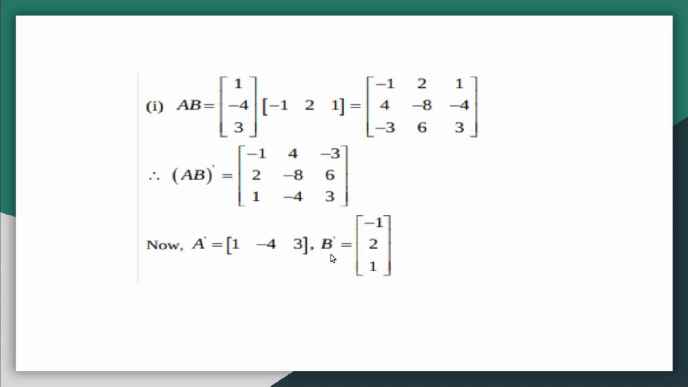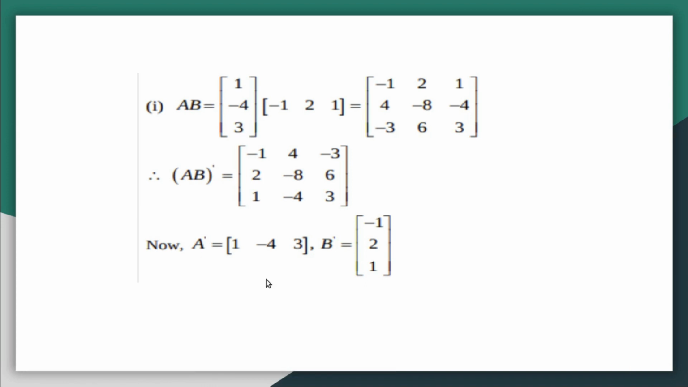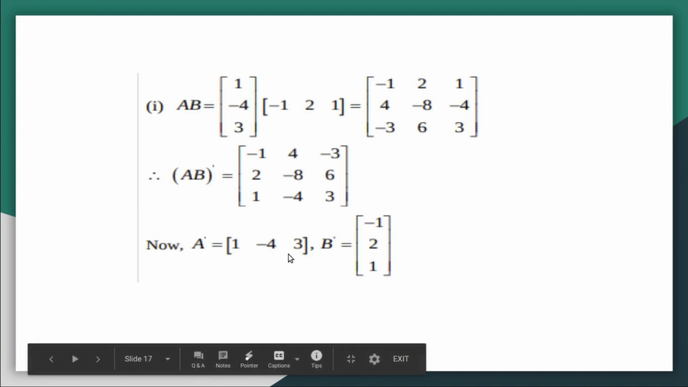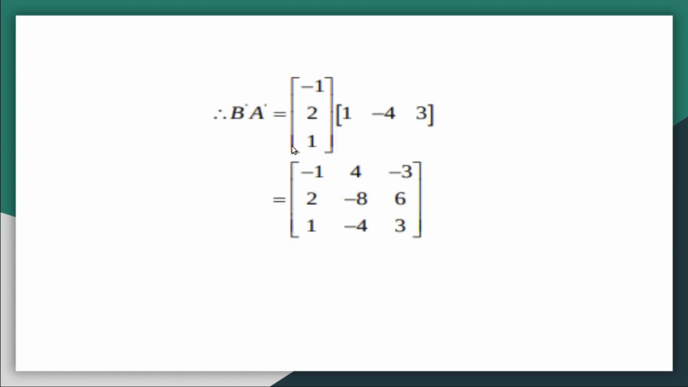Now we have to find B transpose into A transpose. So first write A transpose. Column matrix becomes row matrix: 1, minus 4, 3. Now this is B. B transpose is minus 1, 2, 1, column matrix. B transpose into A transpose is matrix minus 1, 2, 1 into matrix 1, minus 4, 3. Order of first matrix is 3 by 1. Order of second matrix is 1 by 3. Order of product is 3 by 3.